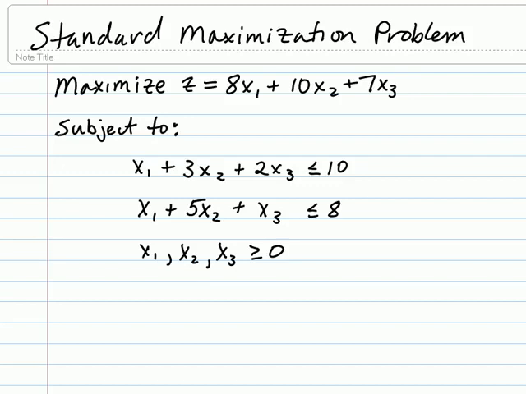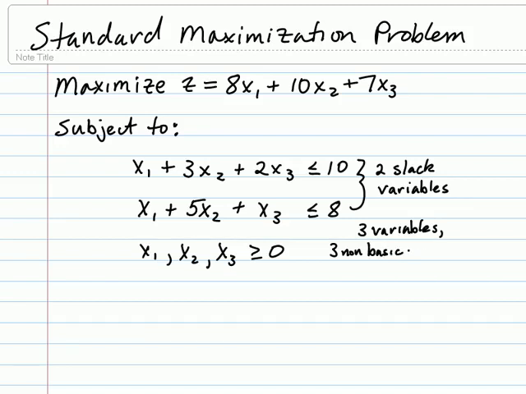If we make some observations about the original system, notice that there are two constraints. That tells us that we know there are going to be two slack variables. We also notice that there are three variables, and therefore we will have three non-basic variables throughout the process.